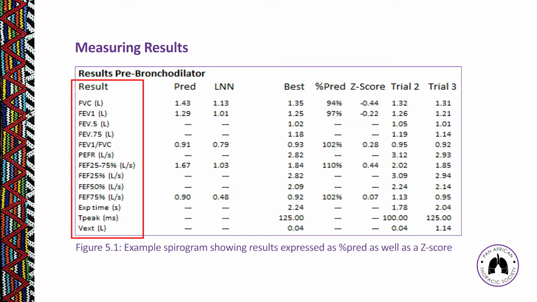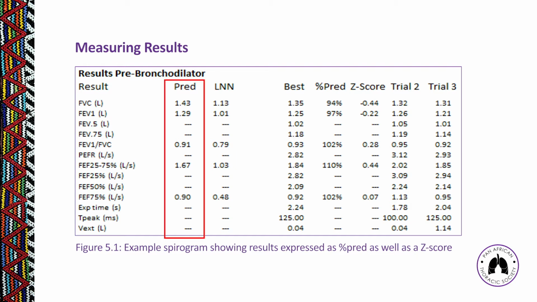So you see there FEC, FEV1, FEV 0.5, FEV 0.75, FEV1 to FEC ratio, PEFR, FEF 25 to 75%, FEF 25%, FEF 50%, FEF 75%, and then your expiratory time, your time to peak, and your time expired. So the second column, you can see your predicted values.